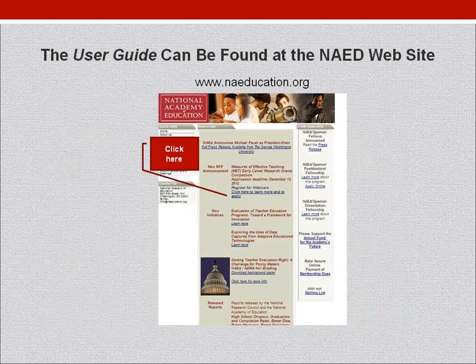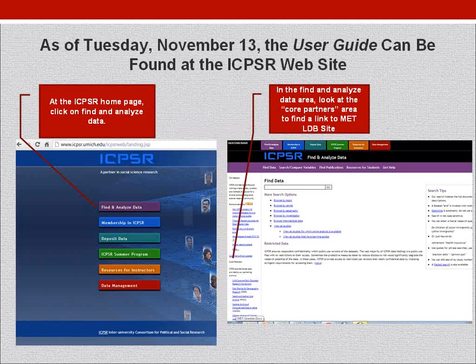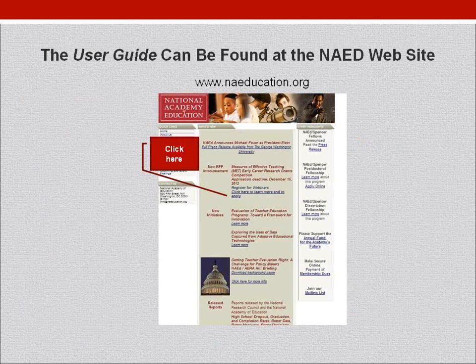Now, I'm sure most of you already know this, but if you are new to the webinars and new to this grants competition, you will know that the user guide can be found at the National Academy of Education website. So this is a shot of the homepage of the National Academy of Education. If you look at the new RFP announcement and click here to learn more and apply, that will take you directly to the user guide and other information that you need.